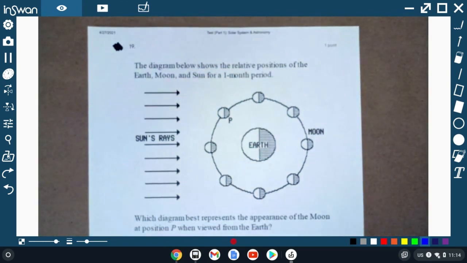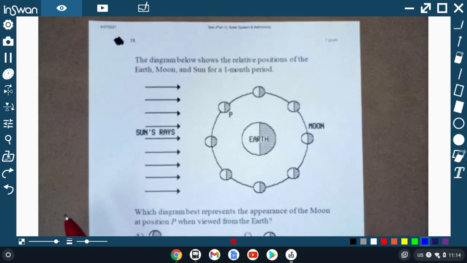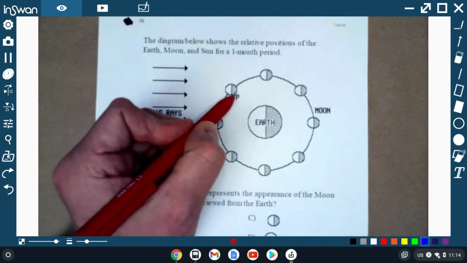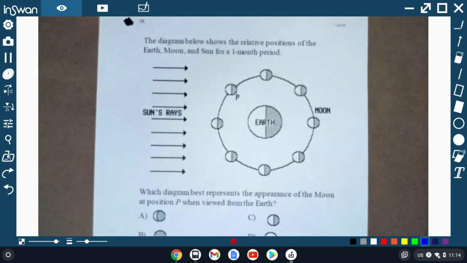So here's question number 19. Again, they give us a diagram. Now, the diagram shows the relative position of the Earth, Moon, and Sun for a 1-month period. What's happening is we're looking down on, say, the North Pole, and that's the perspective that we have. The question for us is, which diagram best represents the appearance of the moon at position P when viewed from Earth? So here's position P.